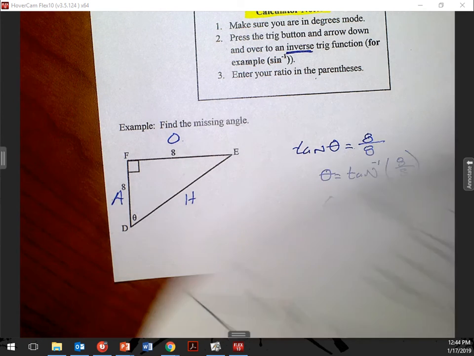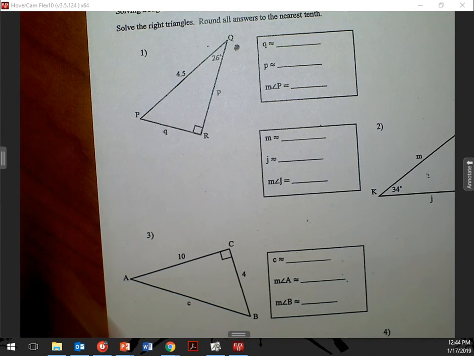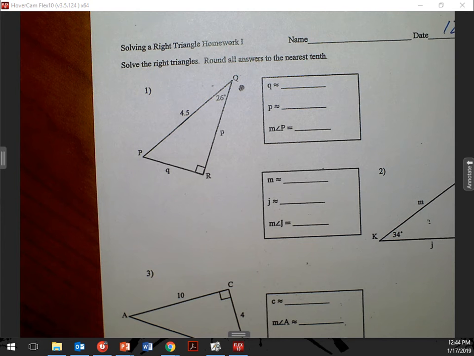So let's take a look at today's practice. On the practice right here, little q and little p, are those sides or angles? Those are sides. What about capital P? That's an angle. Okay, let's start with capital P.